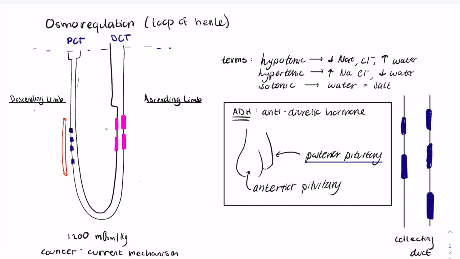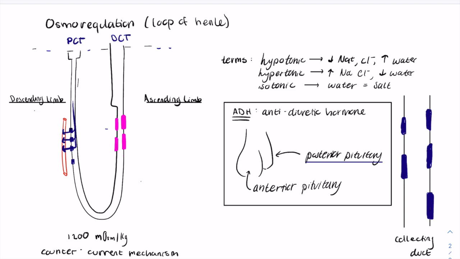The loop of Henle is made of three main components: the descending limb, the hairpin loop, which is the bottom, and the ascending limb. The descending limb is important because it's very thin and it's only permeable to water. So that means through these aquaporin 1 channels, water is able to leave the tubule into nearby capillaries, okay, and be reabsorbed by the body.